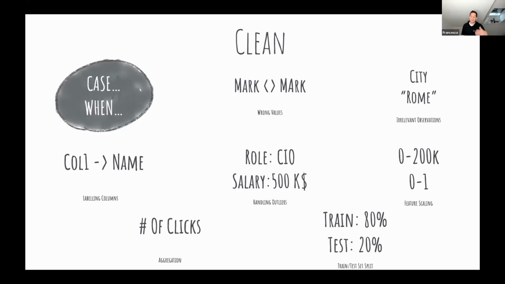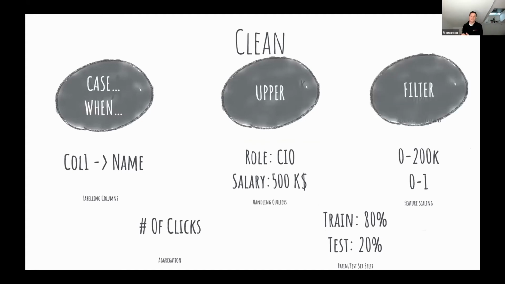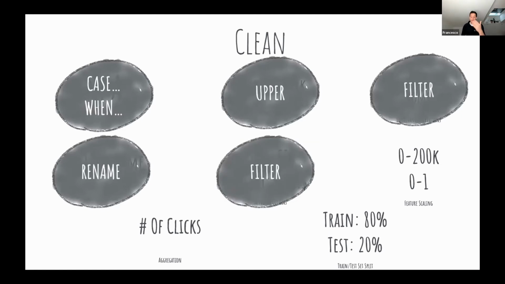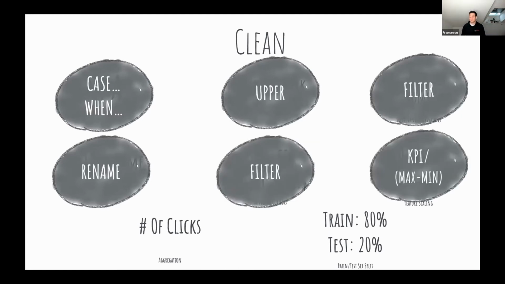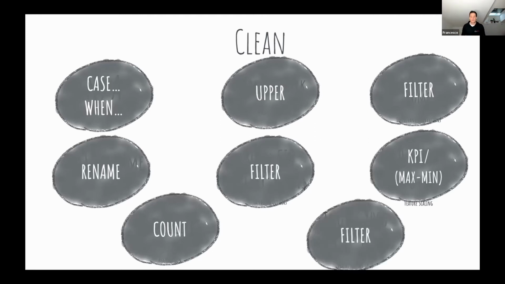Handling missing values is just a case when we can solve the problem of having different types of marks with an uppercase. We can filter the relevant observations. We can rename a column. We can again filter the outliers. We can just do some math in order to do the feature scaling. We can aggregate with a count, for example, the number of clicks. And again, we can use a filter to split our train and test dataset.